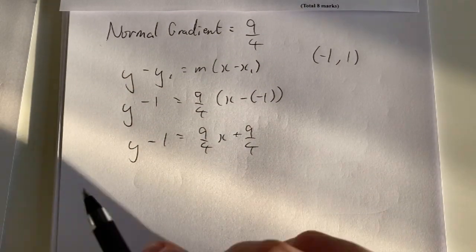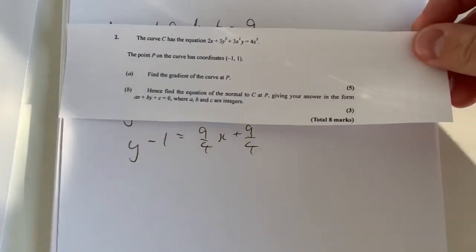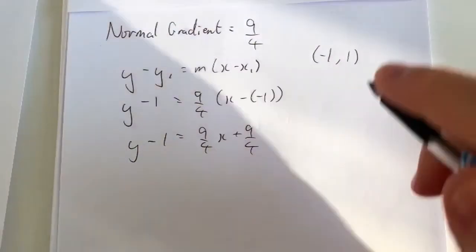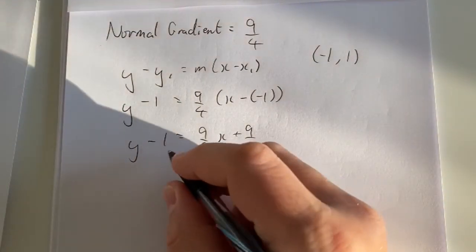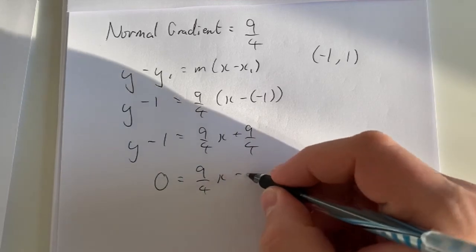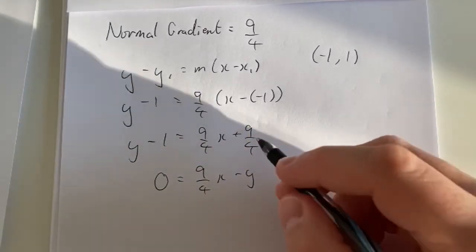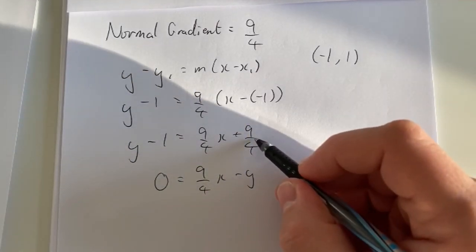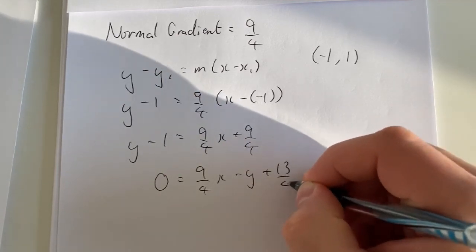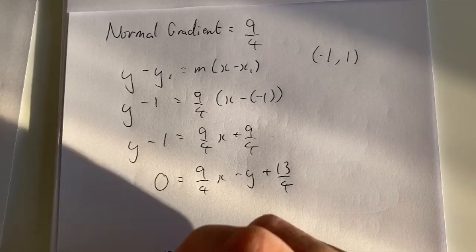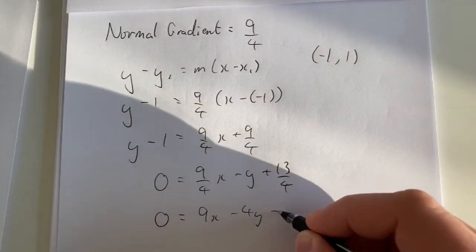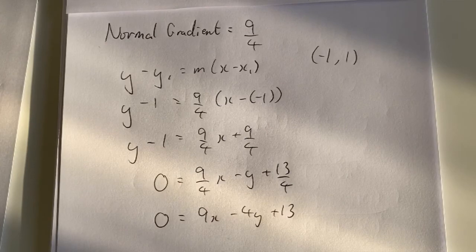So then if we need to get it in the form ax plus by plus c equals 0, I would probably take the y over and the minus 1. So 9/4 of x, take y. 9/4 add 1 would add another 4/4, so it's 13/4. And then if we multiply through by the 4, you get 9x minus 4y, add 13 is equal to 0.